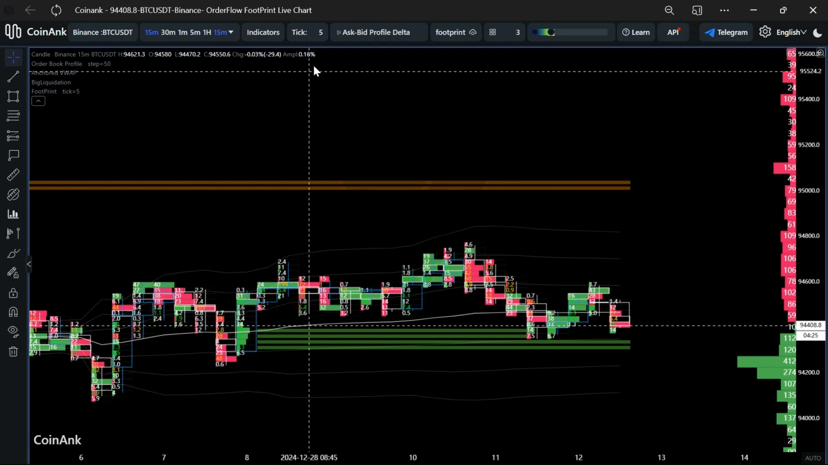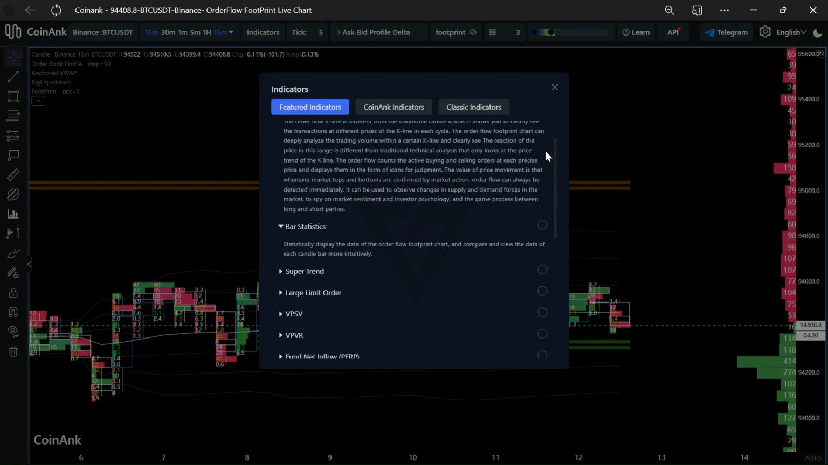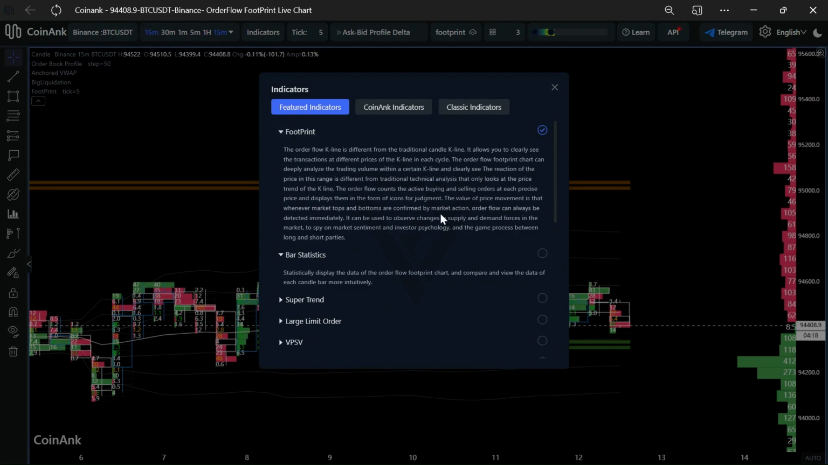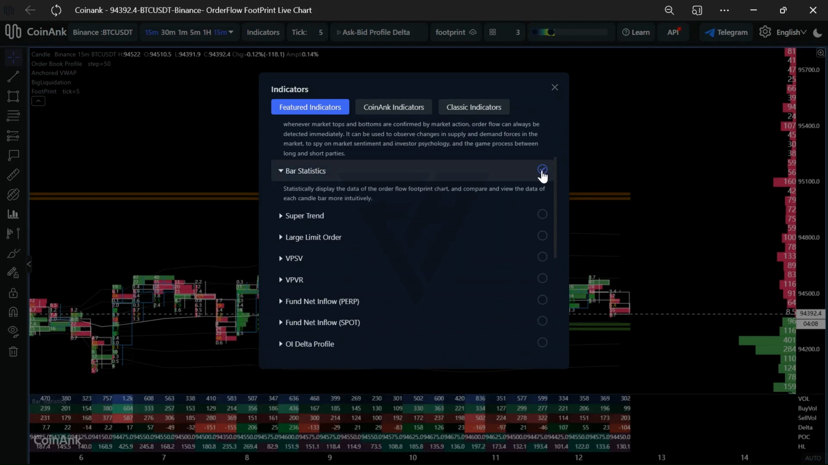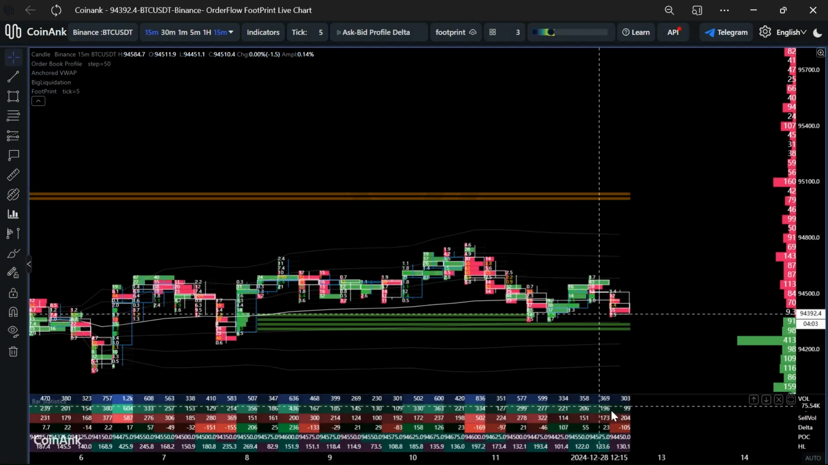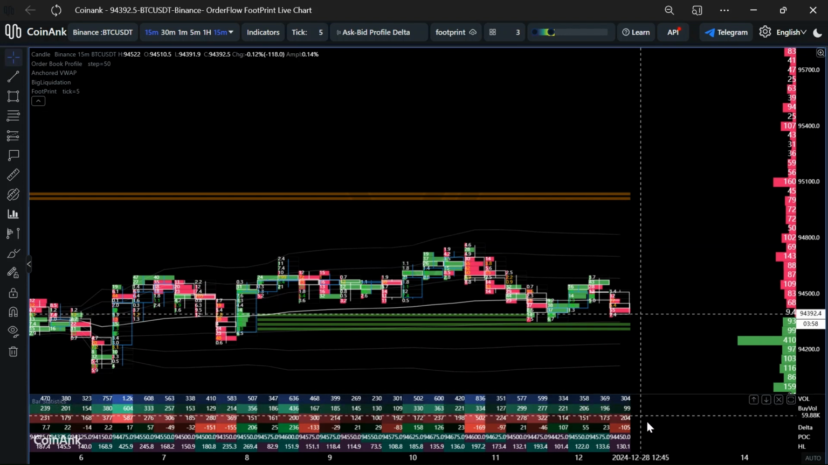Moving on further, you can check out other featured indicators. Every indicator has a basic description you can read to get to know it. We can look at bar statistics. It displays order flow data for each candle, including its total volume, buy and sell volume, delta and POC, etc. POC is the price where maximum volume is traded. All these amounts are shown in native coins. So for a BTC chart, these are in Bitcoins.